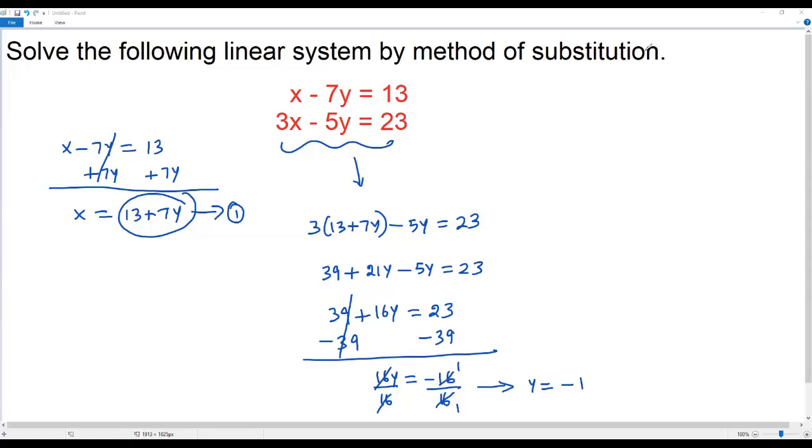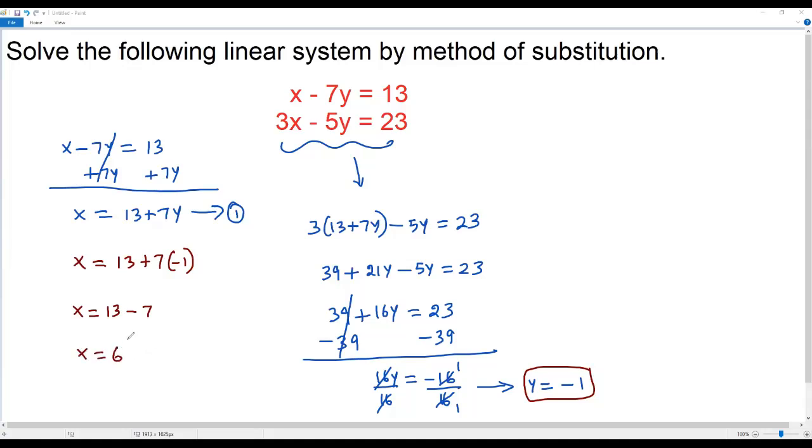Now I have solved for y. To solve for x, I have to substitute y equals negative 1 into this equation to get the value of x, because this equation is already solved for x in terms of y. So let's substitute negative 1 for y, because we already got y equals negative 1. So 7 times negative 1. So x equals 13, positive times negative will become negative 7. When I subtract 7 from 13, I get 6.